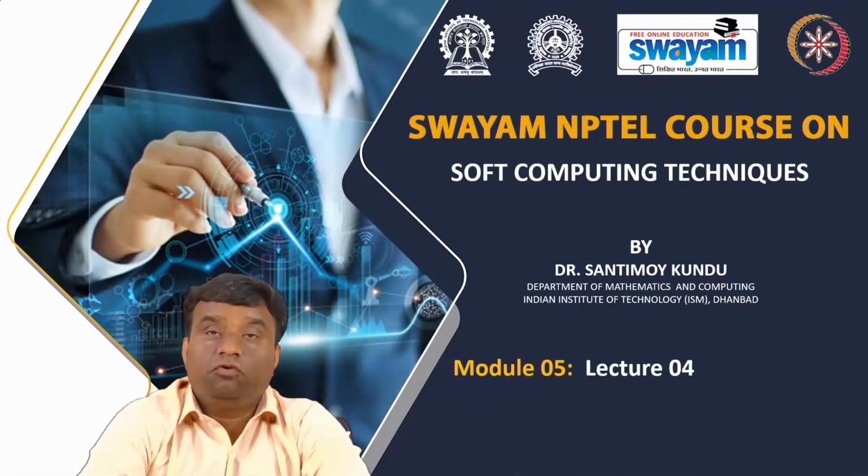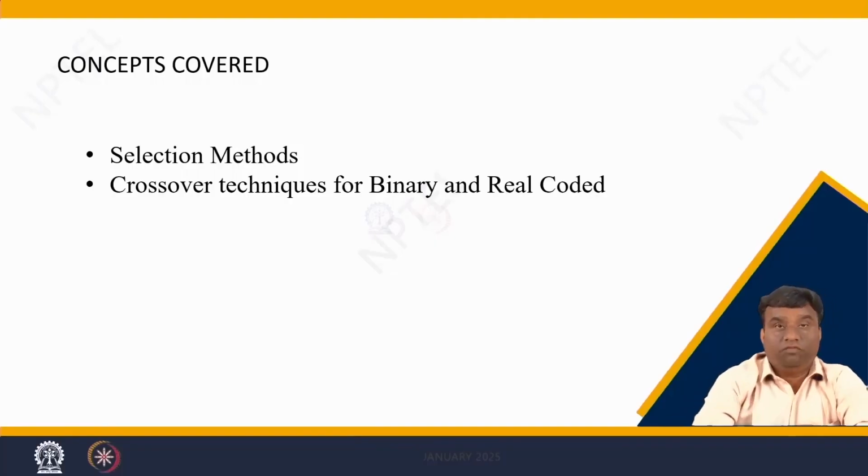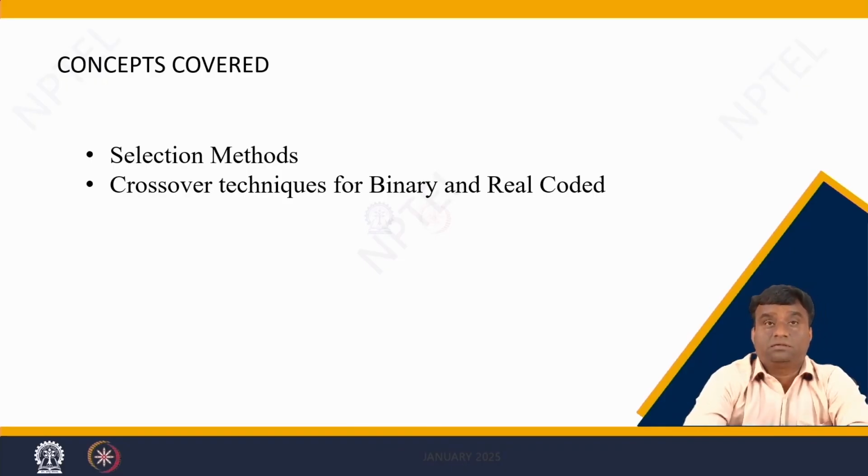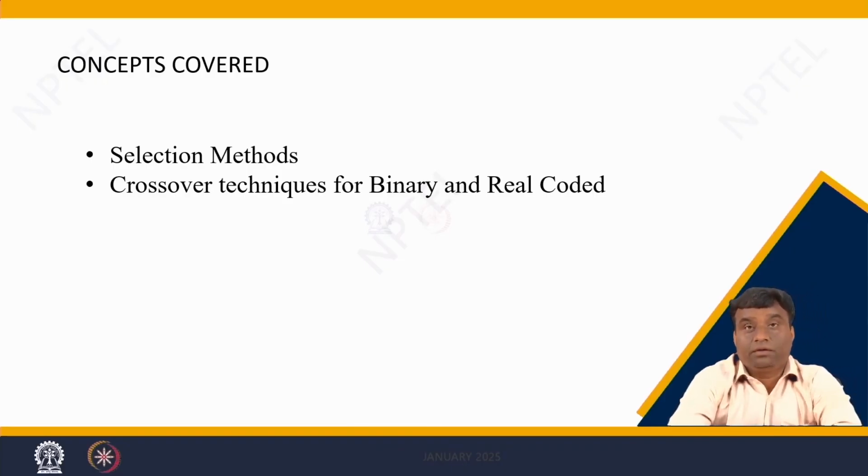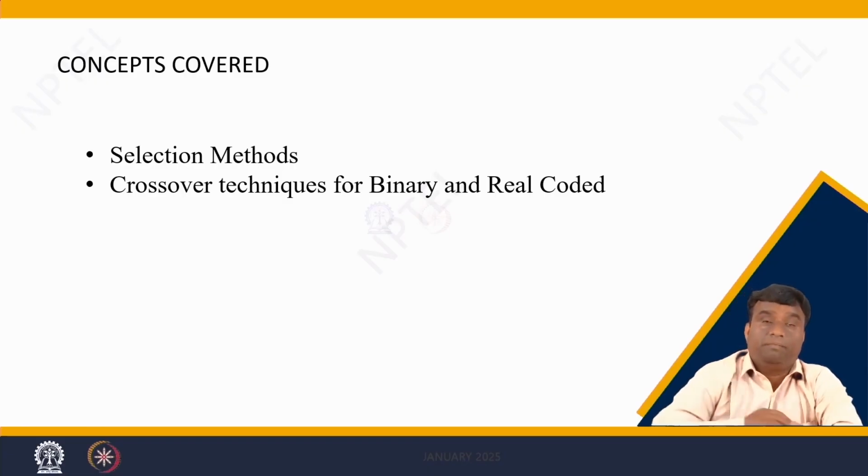This is the fourth lecture of module 5. In module 5 we have covered selection methods. We have discussed crossover techniques for binary and real coded genetic algorithms. Today in this class we'll try to understand the crossover technique of order permutation coded genetic algorithm.